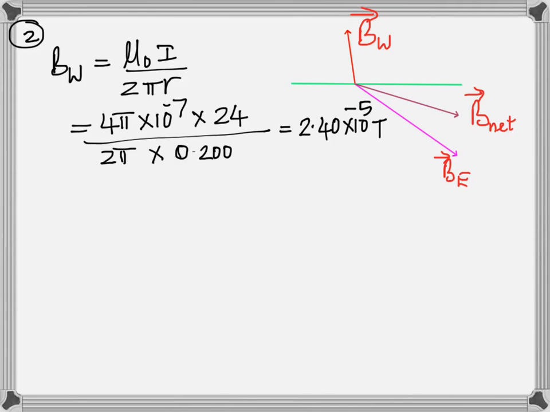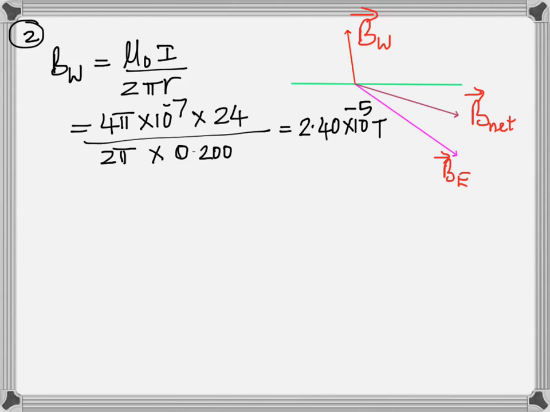Can you draw the point? The point 20 centimeters away? That's the point where you see all the vectors meeting together. Okay, that's the point where you have all the three vectors meeting together.